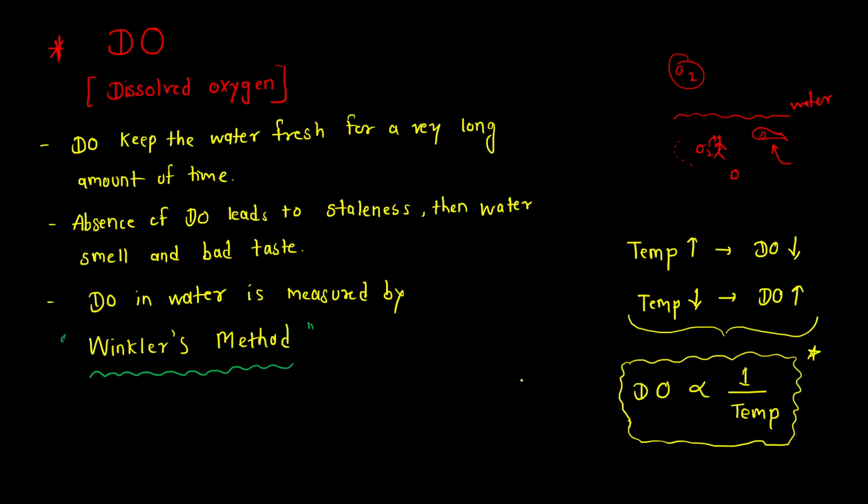Now what should be the dissolved oxygen drinking standard? So for drinking water, it should be 3 to 4 mg per liter. Now we have discussed this for fish also. For the survival of fishes, minimum DO should be 4 ppm.